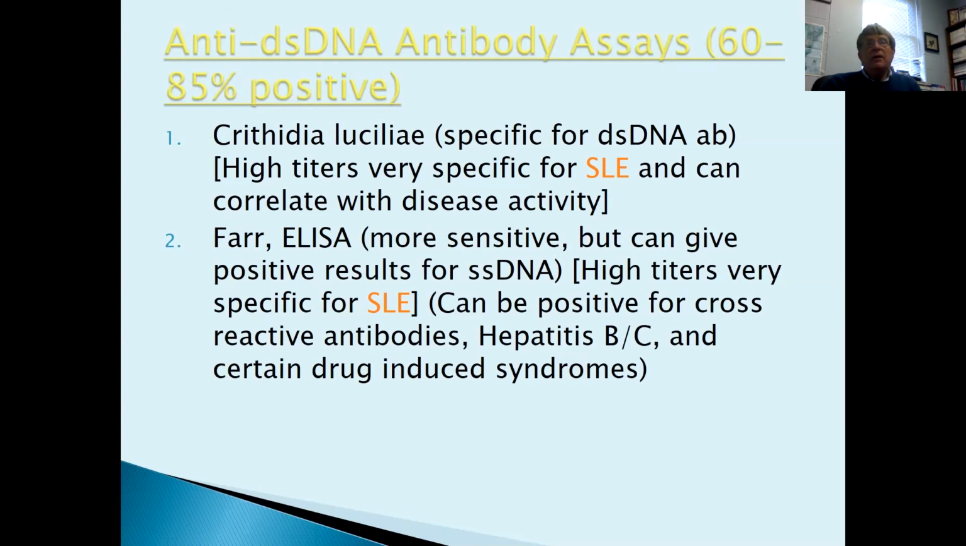Crithidia luciliae is very specific for double-stranded DNA, and high titers are very specific for lupus and can correlate with disease activity. The ELISA assay is more sensitive, but it can also give cross-reactivity for single-stranded DNA. High titers are very specific for lupus, but low titers can be seen as cross-reactive antibodies, such as in patients with hepatitis B, C. Certain biologics such as Humira and Remicade may cause low levels of antibodies to double-stranded DNA by ELISA, and again, some drug-induced syndromes.